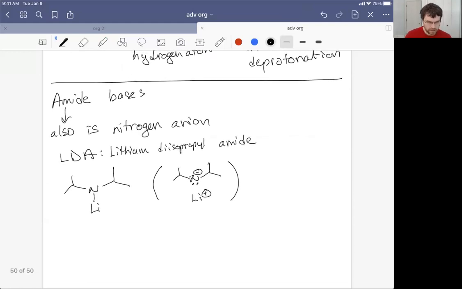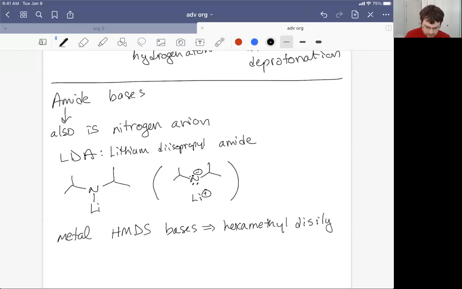And then other examples are the metal HMDS bases. And so this is hexamethyldisilyl, one word, amide. So there's our amide. So hexamethyldisilyl, and then we have some sort of metal.